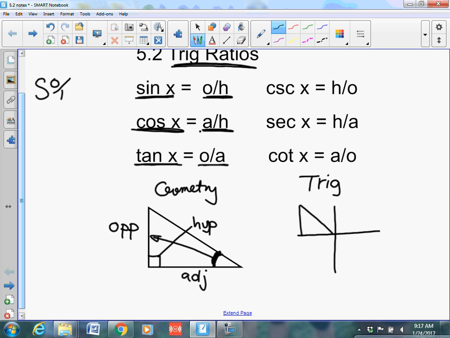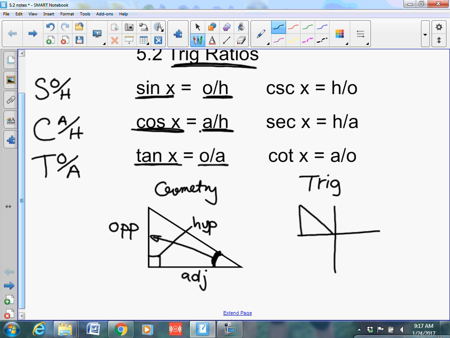So, sine is opposite over the hypotenuse. So, cosine is adjacent over hypotenuse. SOHCAHTOA. Again, all of these are going to change on this very quickly. Right now, we're just going to review these, but the formulas are going to change.